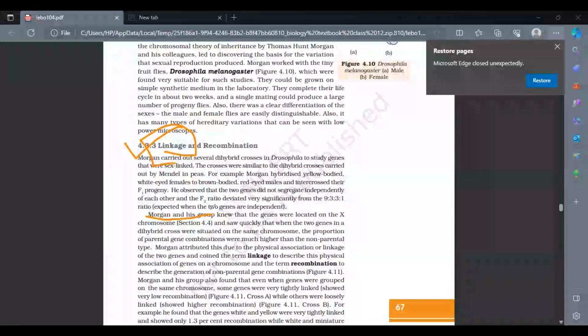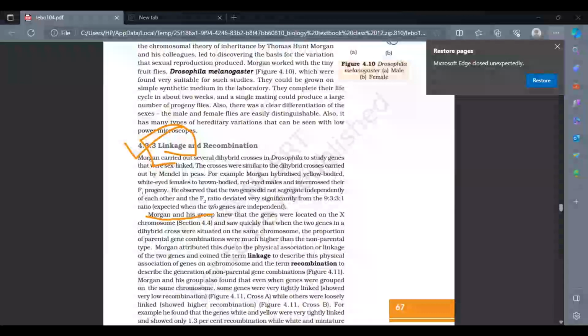Morgan was able to show the world that genes are able to link themselves and they move together. They have a physical association of the two genes, and he named this work linkage. He also used the term recombination to describe the generation of non-parental combinations. Anything that is not a parental combination becomes a recombination, right? Morgan said there is a physical association, a linkage of the genes. These two genes will always move together.